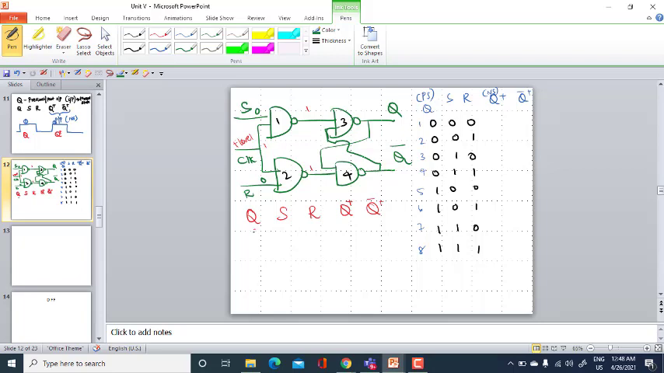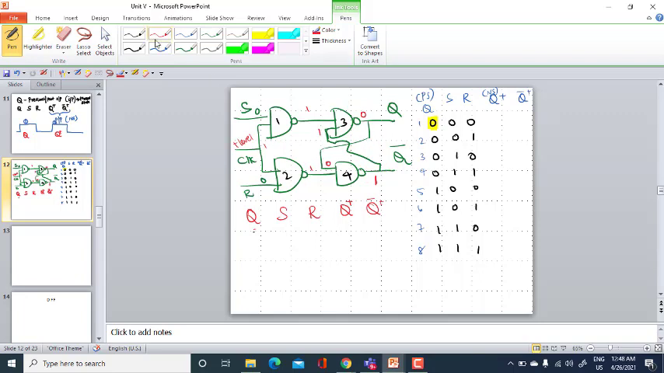Okay, so now the next state output depends on the previous output. What is your previous output? Here we have considered it as 0. So this Q is 0 now. So this is 0. Now one of the input is 0, so the output will be 1. So this 1 will go here. So 1 and 1, your output is 0.